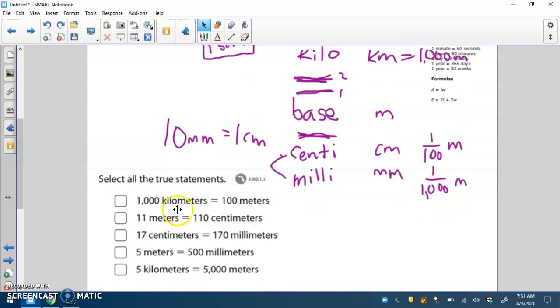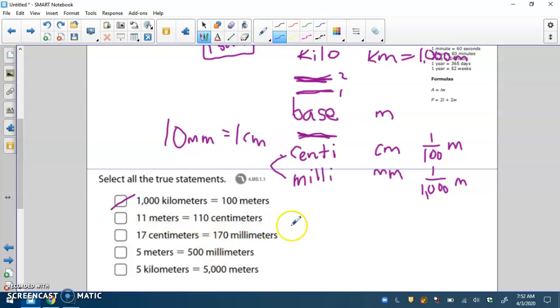Okay, so 1,000 kilometers equal to 100 meters. 1,000 of these is equal to 100 of these. I don't really know how that's possible since there are 1,000 meters in a kilometer. And if we have 100 meters, that's going to be 1,000 times more, and 1,000 is not 1,000 times more than 100. If this said 1,000 kilometers is equal to 1 meter, that would make sense. But 1,000 kilometers is not equal to 100 meters.